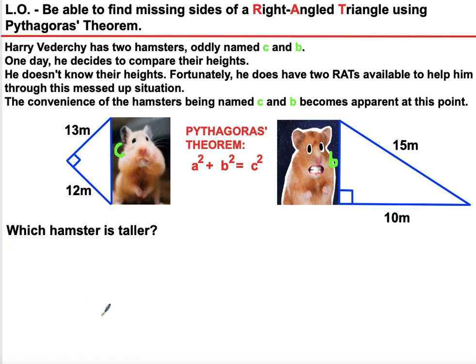Which hamster is taller? Now, if you'd like to have a go at this question, please pause your video now, and then I will give the solution.